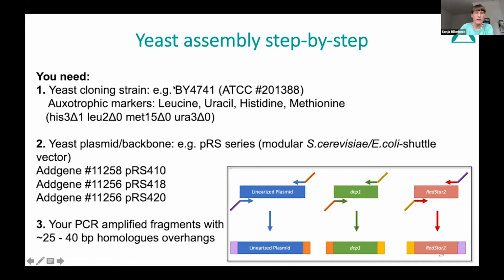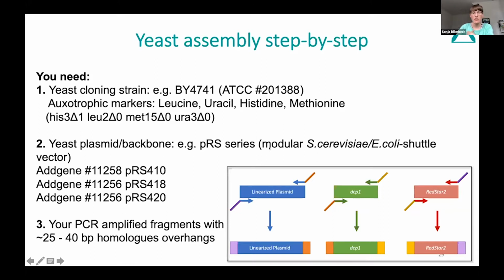A common strain that is used by many people is the BY4741 strain. And I gave you the number from ATCC here, where you could order it in case you don't have that available in your lab. The second component you need is a yeast plasmid or a yeast backbone. And here I recommend the pRS series, which nicely complements all these auxotrophic markers. So this strain and the pRS series actually work very nicely together.